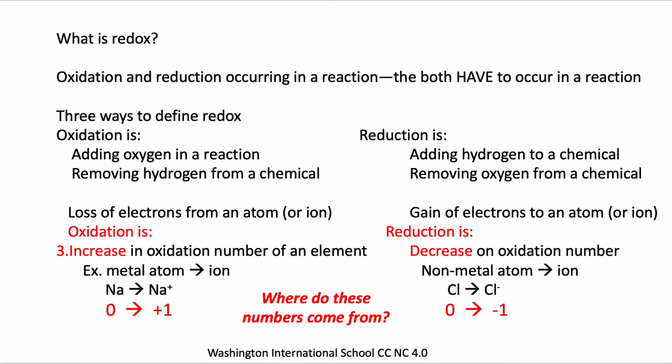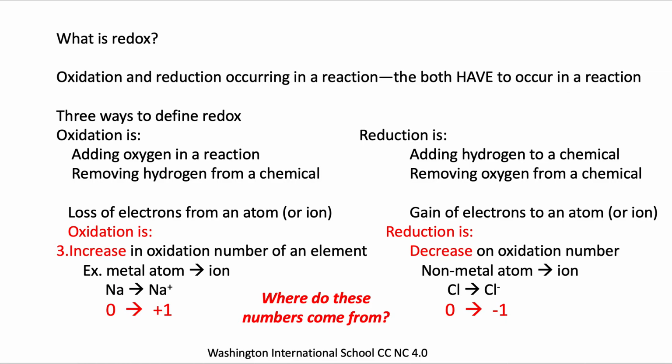And the third type of definition of looking at redox: oxidation is an increase in oxidation number, reduction is a decrease in the oxidation number. And here I show the element sodium with an oxidation number of 0, and it becomes a Na+ ion with an oxidation number of +1. The chlorine atom element has an oxidation number of 0, and it becomes a chloride ion with an oxidation number of -1. So where do these numbers come from?